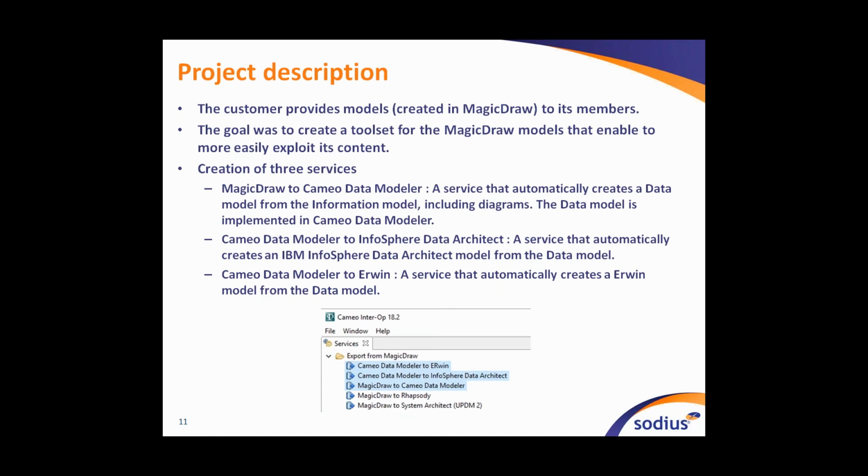The data model is implemented in Cameo Data Modeler. Another service is Cameo Data Modeler to Infosphere Data Architect. This is a service that automatically creates an IBM Infosphere Data Architect model from the data model. And another service is Cameo Data Modeler to Erwin, which automatically creates an Erwin model from the data model. So at the bottom you can see the 3 services that have been created with Cameo Workbench and integrated into Cameo Inter-Op.